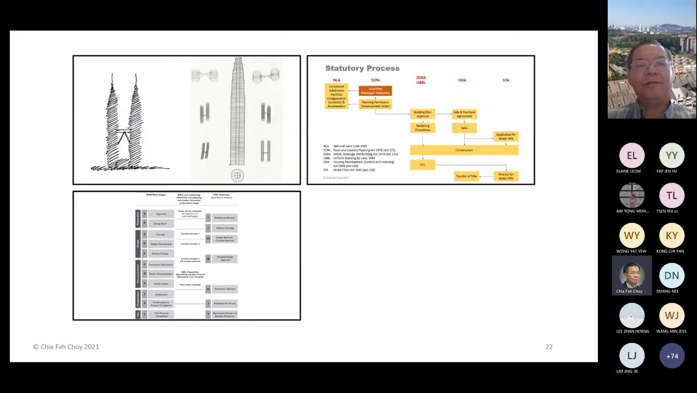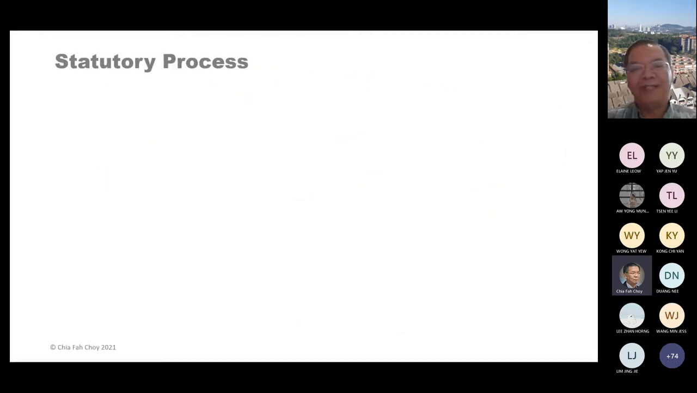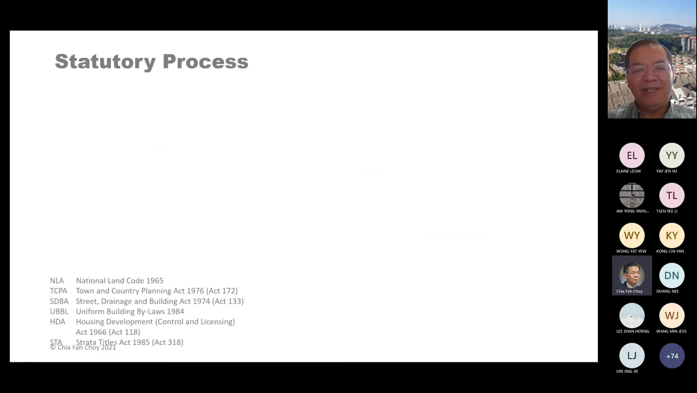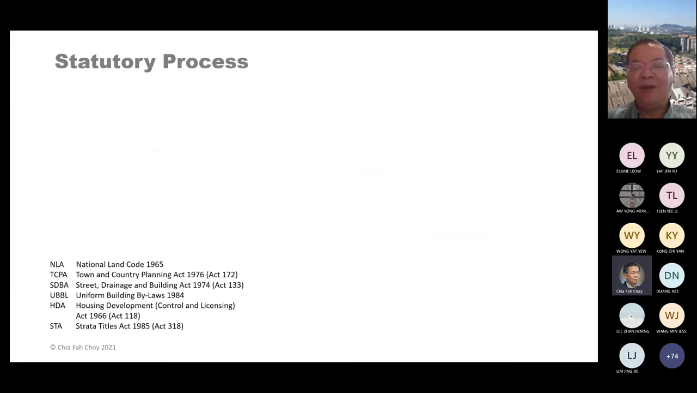Now, that is the architectural process. Now, what about the statutory process? In the statutory process, there are many laws involved. For this slide, I only bring out 6 different acts in construction, but actually there are more than that. I'll show you later. Let's just look at this.